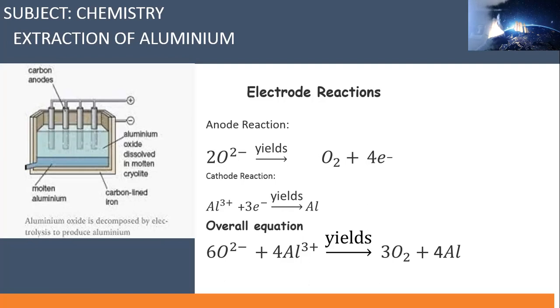And the cathode reaction, the ion of interest is Al3+. The Al3+ will accept 3 moles of electrons. So on the left-hand side, Al3+ accepting 3 moles of electrons, 3e-, to give Al atom. So the aluminum atom is deposited at the bottom of the vessel, where we have the cathode, the inner lining of the cathode. So it sits at the bottom of the inner lining of the vessel.